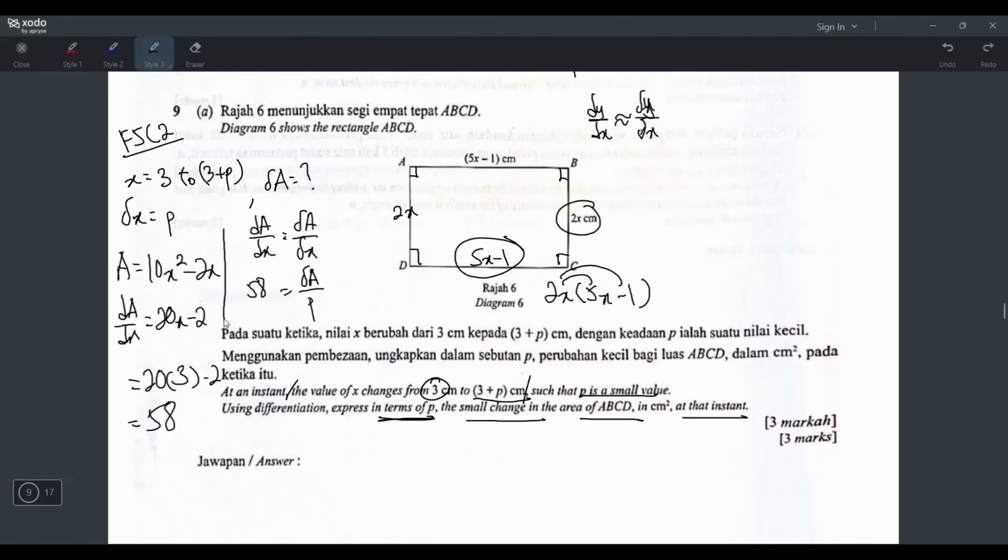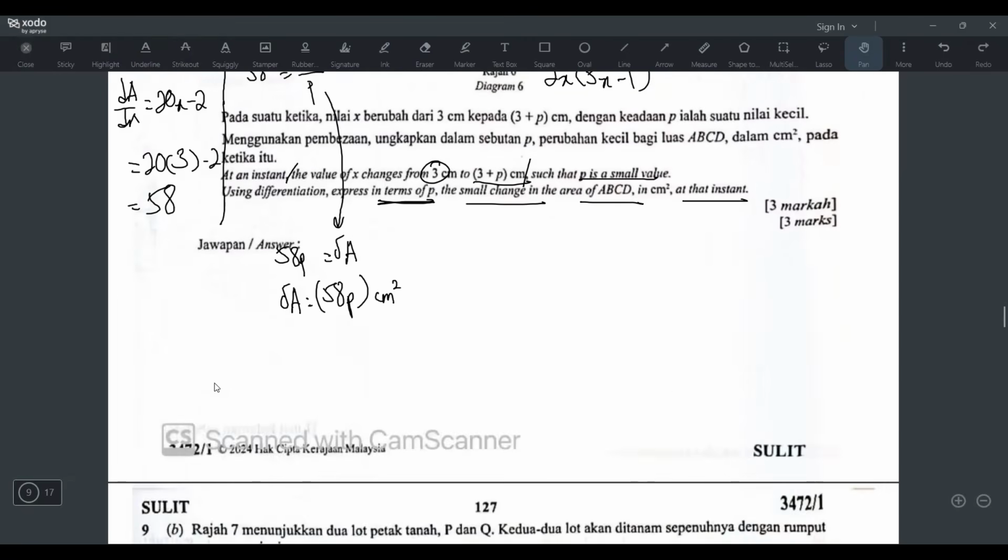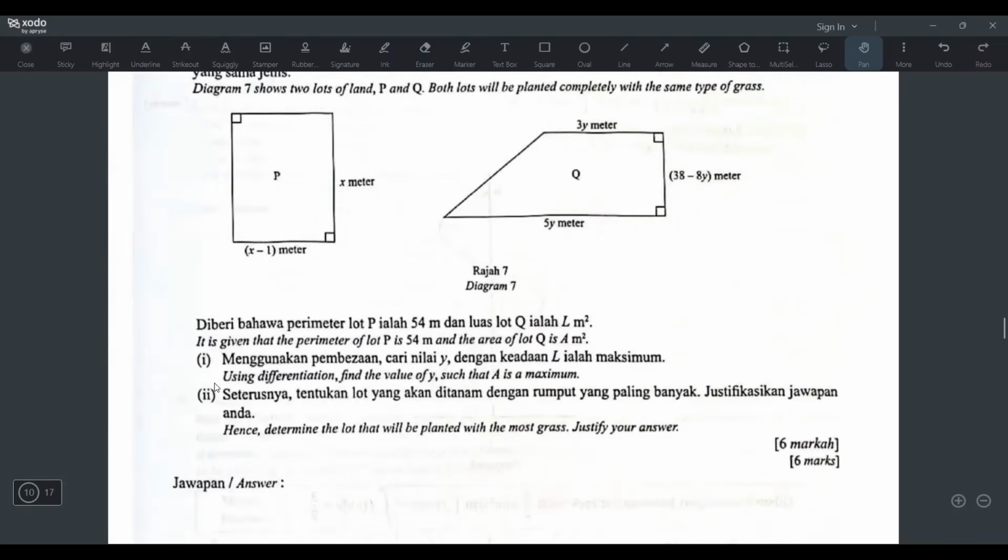I don't have enough space, so I'll just continue here. Now your delta A is 58 times P. So that's your answer, delta A equals 58P. And let's write the unit, cm squared, because they say express in terms of P in cm squared, right? That's the answer. Let's put a bracket. That is the delta A, or the small change in area. This is only worth 3 marks. Let's continue.